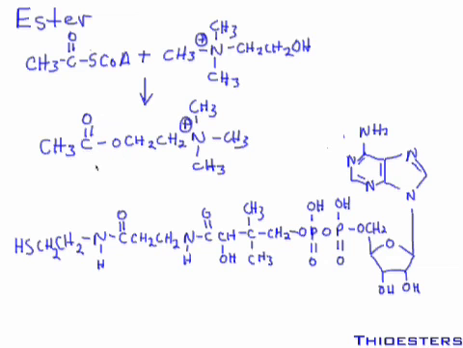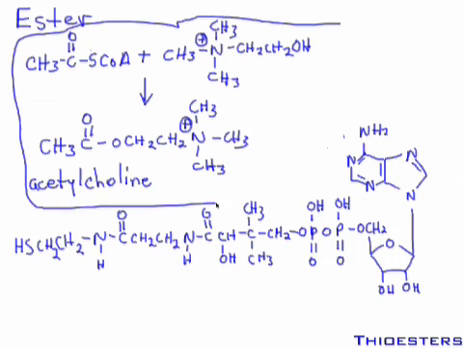This is a very important molecule called acetylcholine. Acetylcholine is a very important biochemical, a neurotransmitter, and it can be synthesized from acetyl coenzyme A. So, thioester chemistry is very important biologically, and you should know this reaction as an example of that importance.